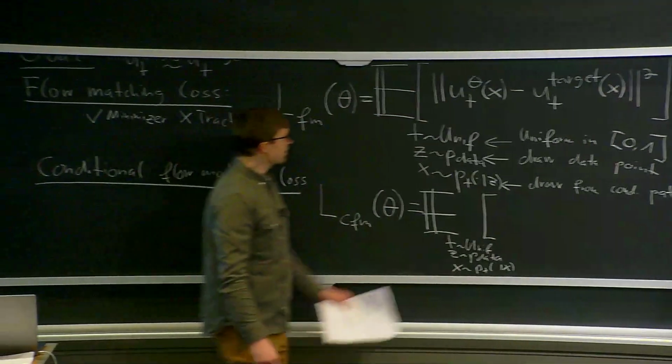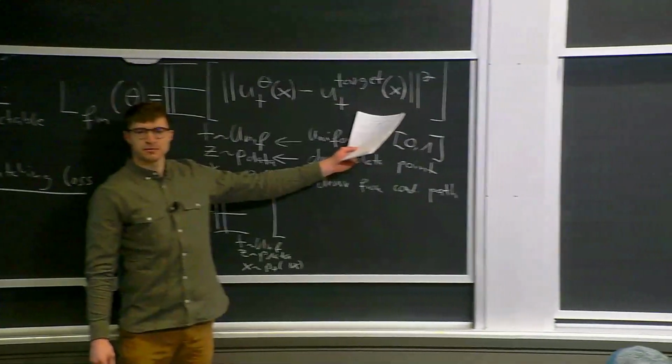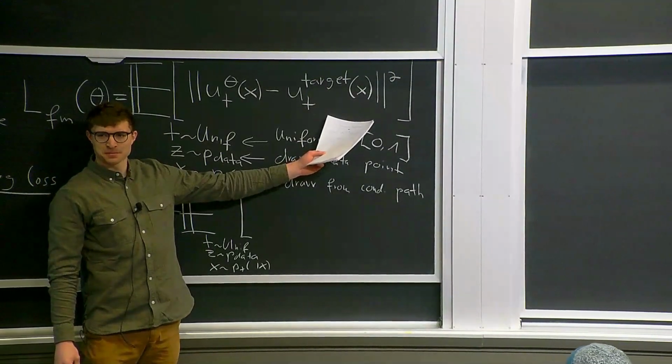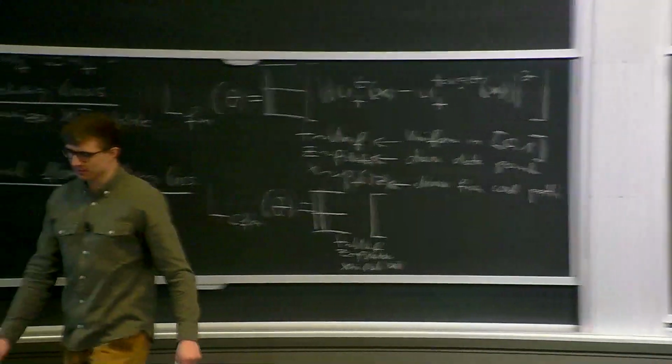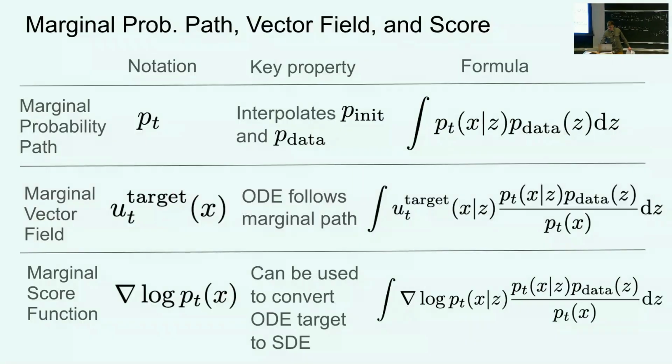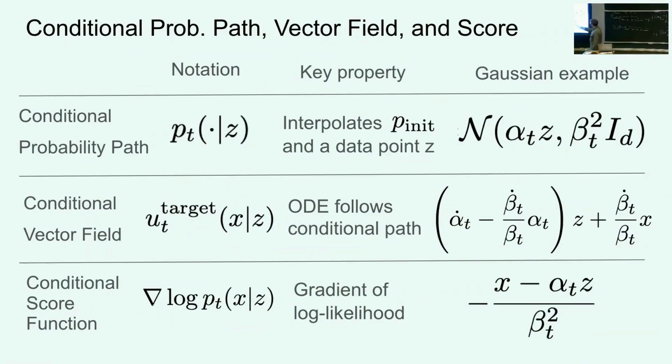But now I'm doing something. I'm replacing this object with something I know. What do I know? I know the conditional vector field. We had a formula for the conditional vector field. It's just this. I have an analytical formula for this object, so I can plug it in.